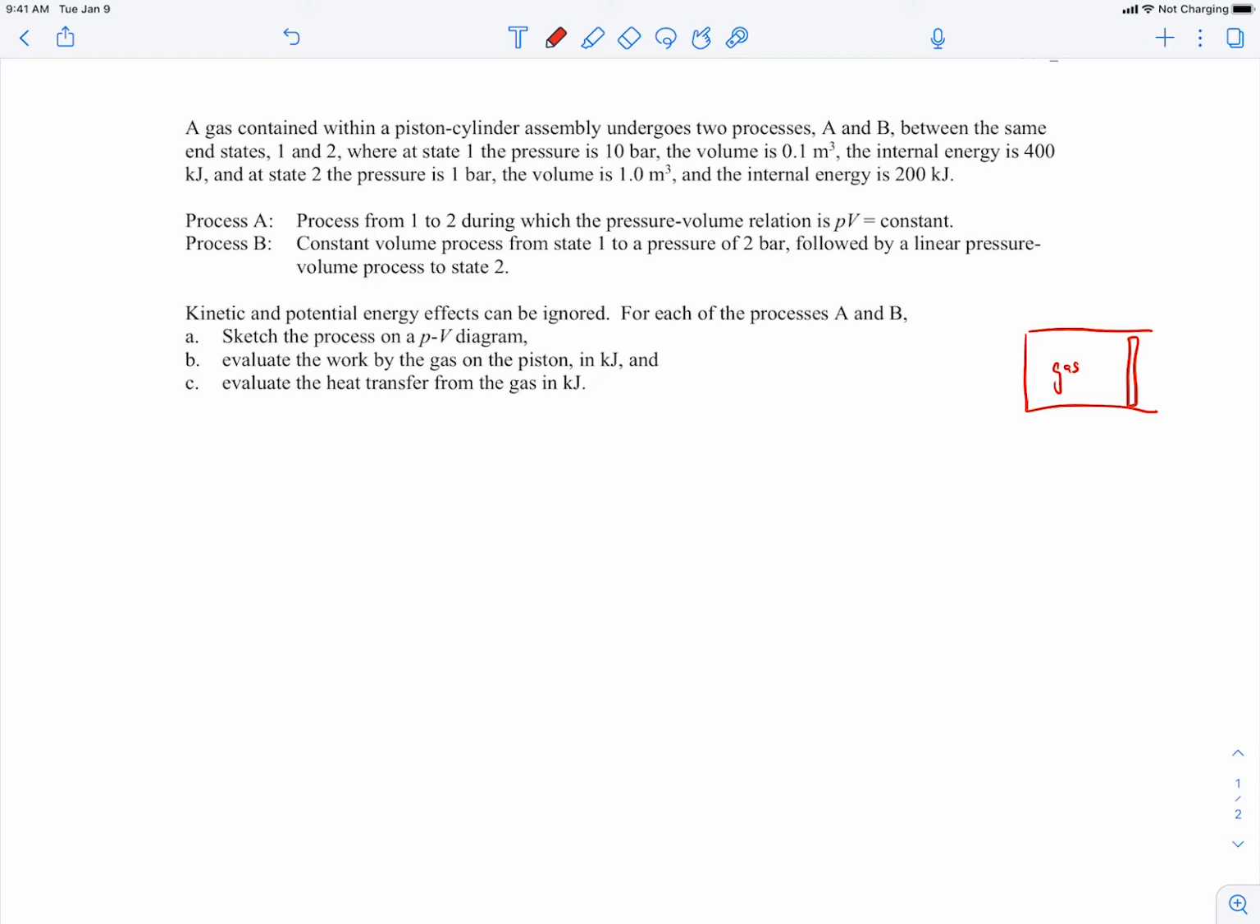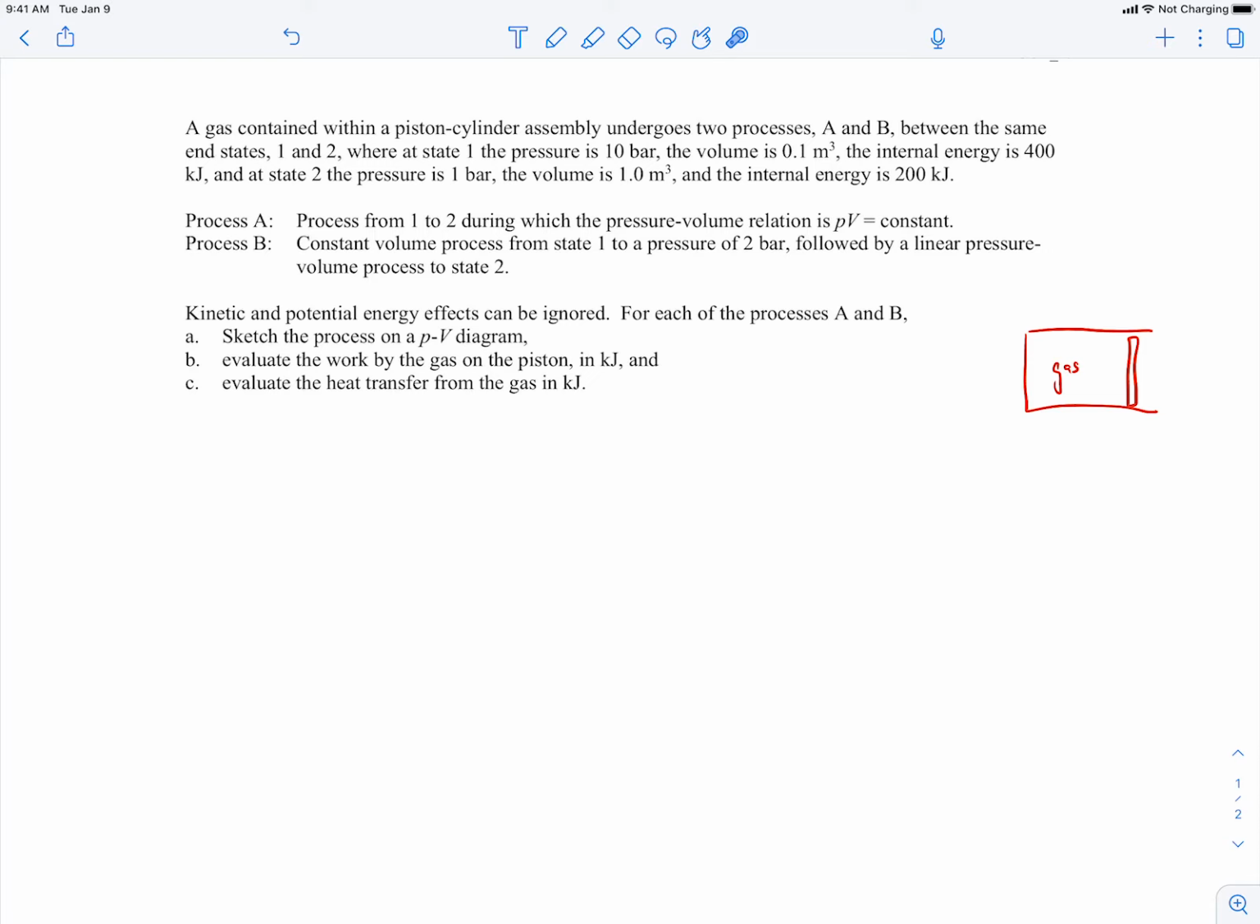1 and 2, where the pressure, volume, and internal energy are given at state 1, and the pressure, volume, and internal energy are given at state 2. And by the way, these pressures are given as 10 bar here and 1 bar here. We'll assume that those are absolute pressures. It doesn't specify it exactly, but we'll assume they're absolute.